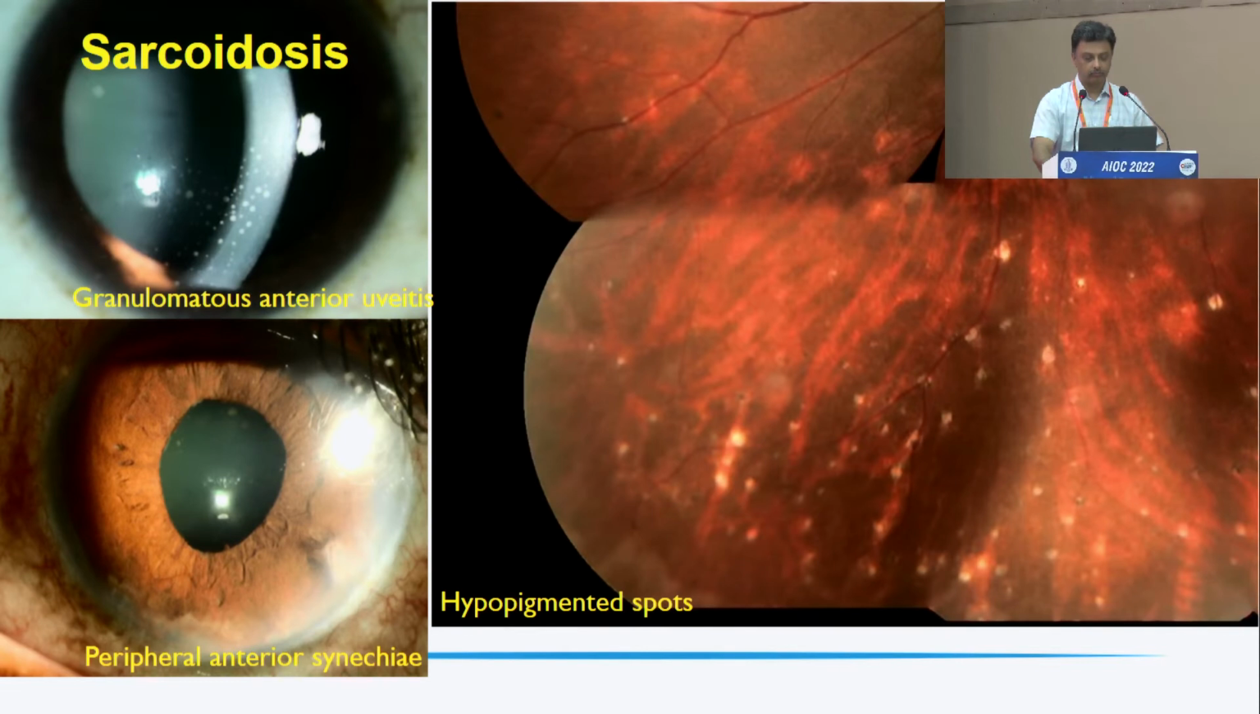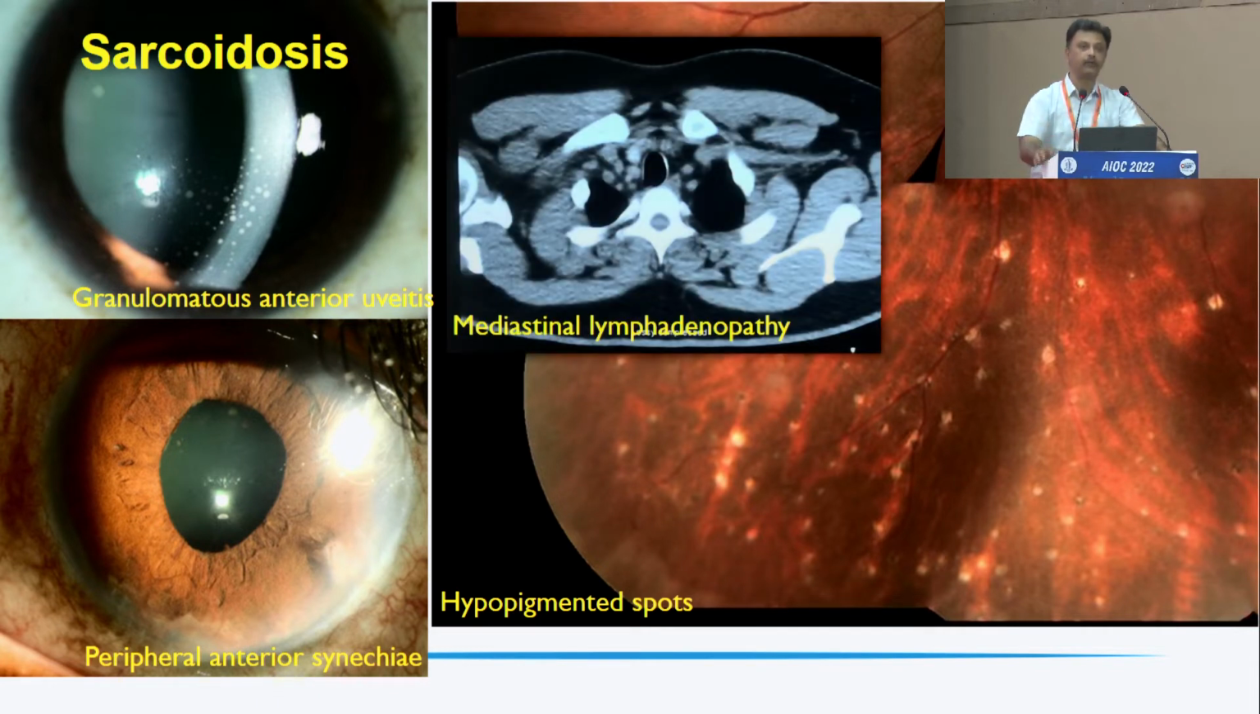So this is an example of sarcoid. In the previous presentation, you saw the candle wax drippings that are associated with sarcoid retinal vasculitis, but in association with sarcoid, you want to look for these granulomatous KPs, peripheral anterior synechiae, and these hypopigmented spots seen in this picture, besides looking for the organ-specific involvement, which would be mainly in the mediastinal lymph nodes apart from the skin, or in the CNS or cardiac sarcoid.